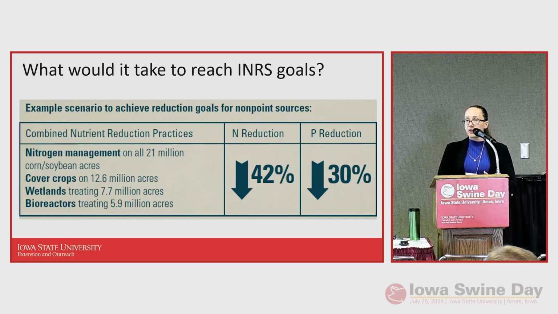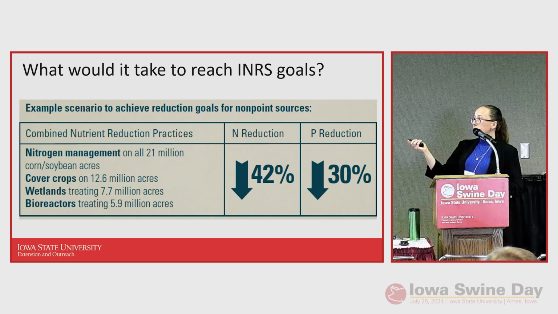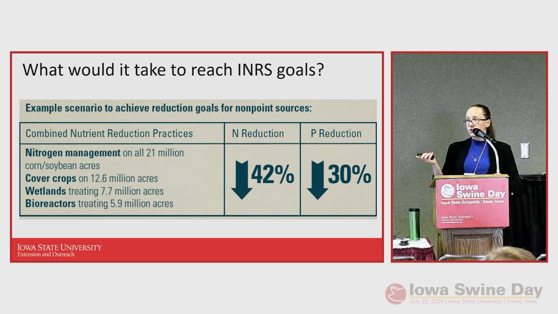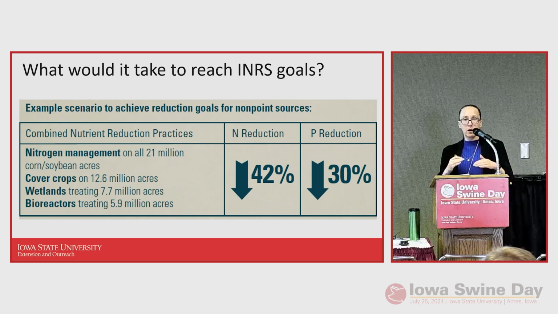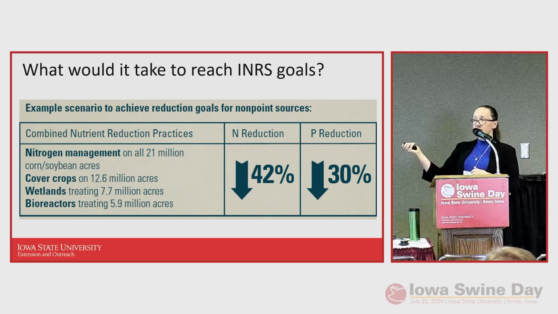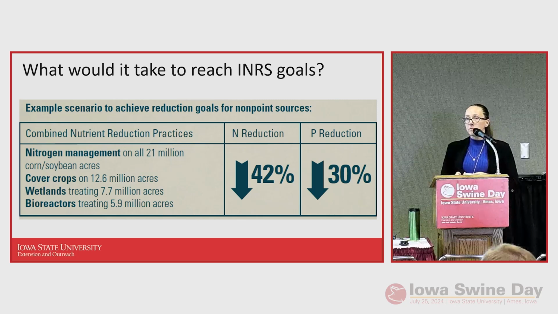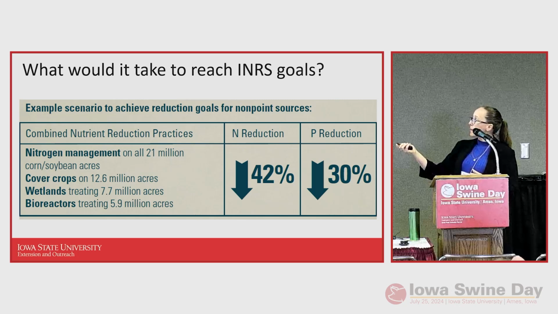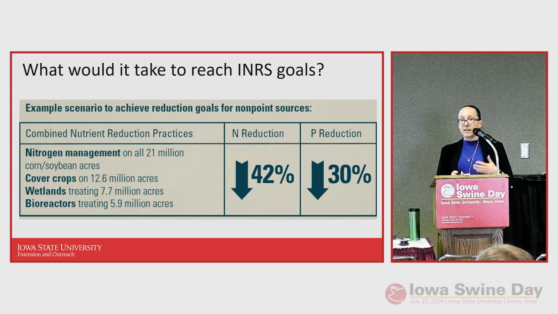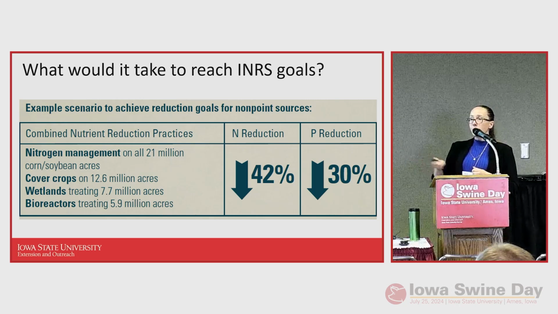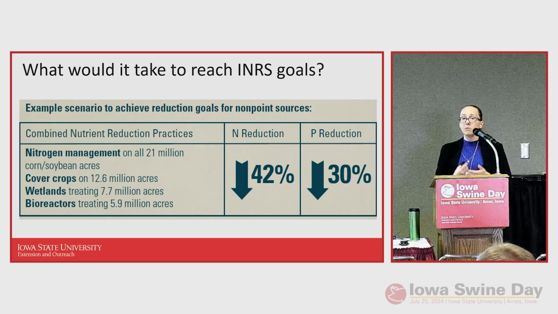This is one example scenario that was calculated as part of the nutrient reduction strategy. For this scenario, we want to get 41% nitrogen reduction, 29% phosphorus reduction to meet the goal set out in the strategy. Both of these exceed that by like 1%. And to get to this, we need nitrogen management, so using something like MRTN on all our row crop acres with corn and soybean, about 12.6 million acres in cover crops, 7.7 million acres treating runoff from wetlands, and 5.9 million acres of land treated with bioreactors.